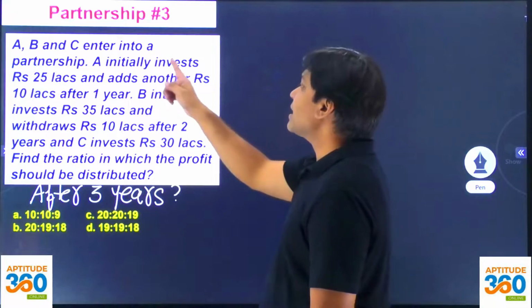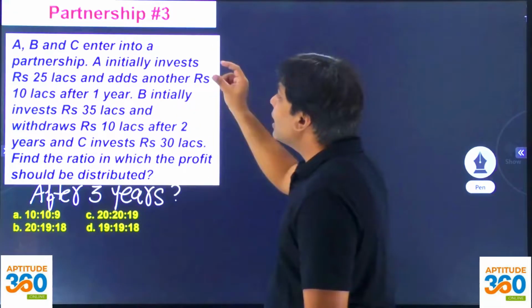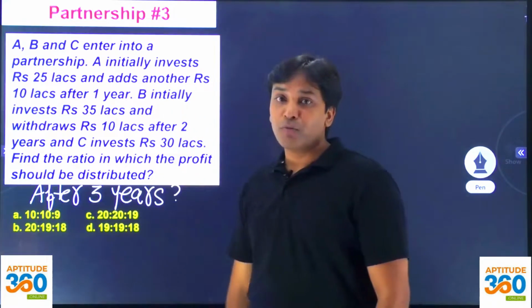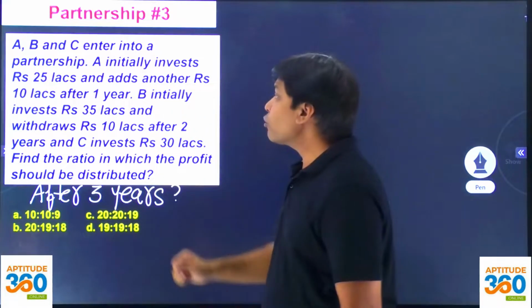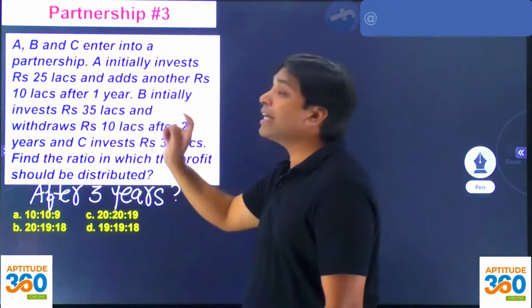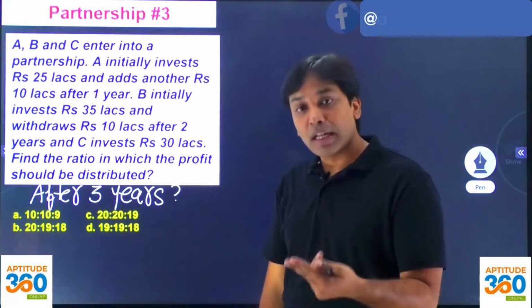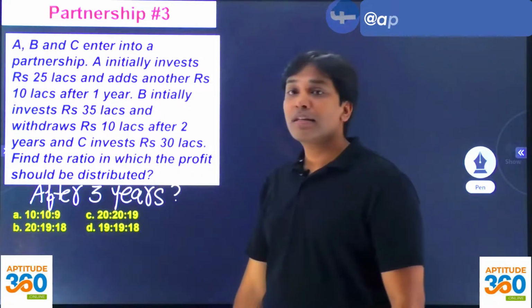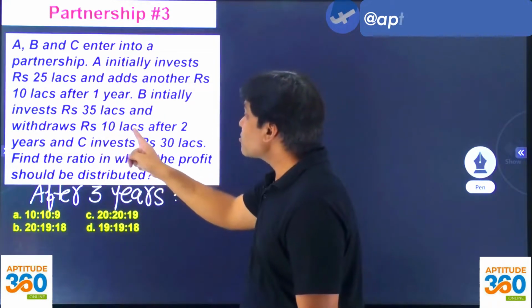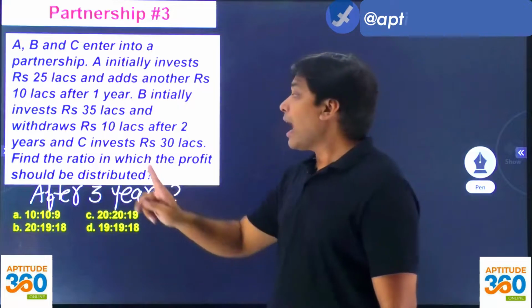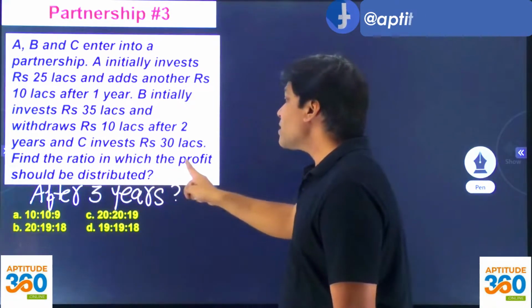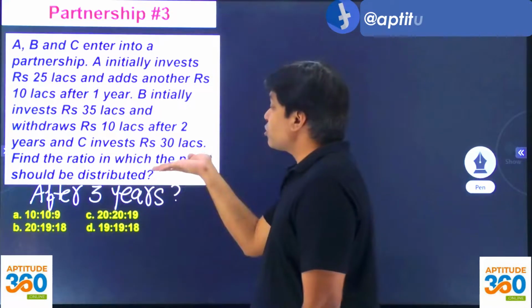Now this problem says that A, B and C enter in a partnership. A initially invested 25 lakh rupees. So first A brought 25 lakh rupees and adds another 10 lakh rupees after 1 year. B initially invested rupees 35 lakhs and withdrew rupees 10 lakhs after 2 years. And C has invested rupees 30 lakh. Find the ratio in which the profit should be distributed. The problem is only this much.